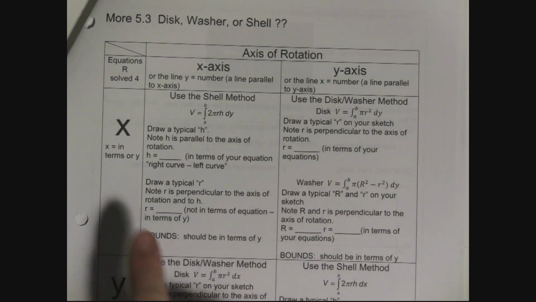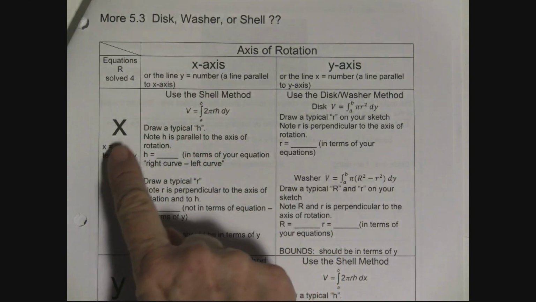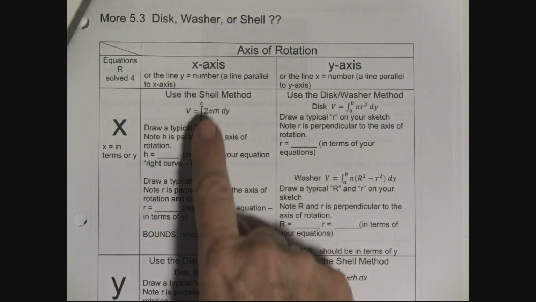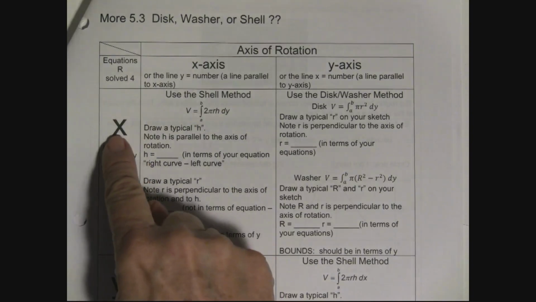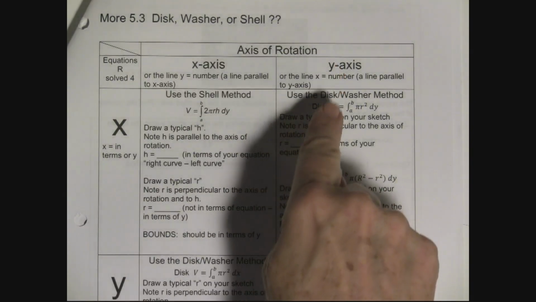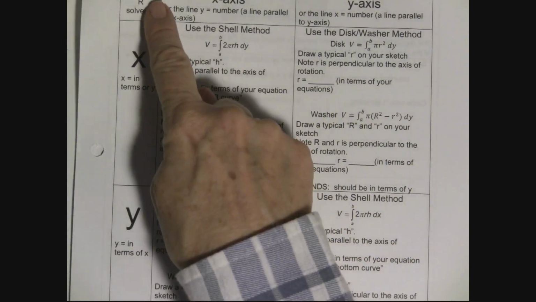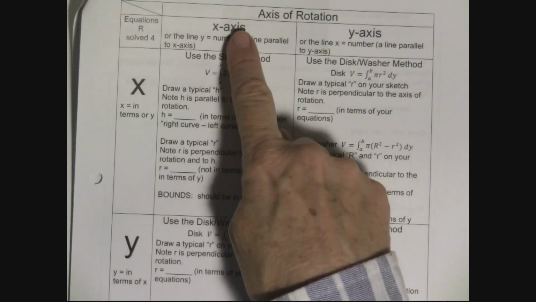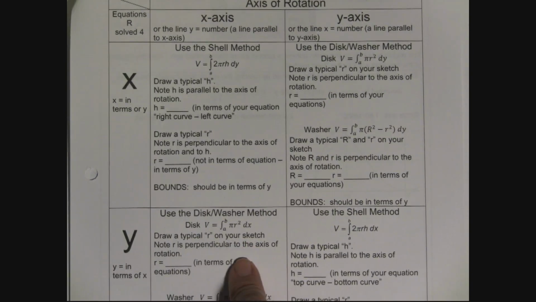And so if your equations are solved for x and you're going around the x-axis, then you need to use a shell. If your equations are solved for x and you're going around the y-axis, then you need to use the disc washer. If your equations are solved for y and you're going around the x-axis or something parallel to the x-axis, you need to use the disc washer.